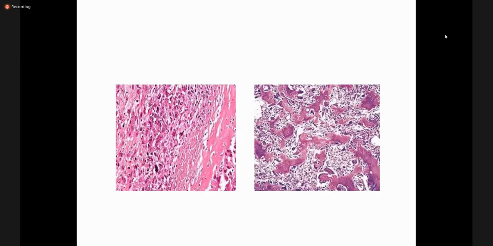So again, there is sclerotic bone, mature bone trabeculae surrounded by osteoblasts and osteoclasts, and in between these trabeculae, there is fibrovascular stroma, the spindle cells and the vessels. Again, another picture of the osteoid osteoma. There is presence of inflammatory cell infiltrate at the periphery.